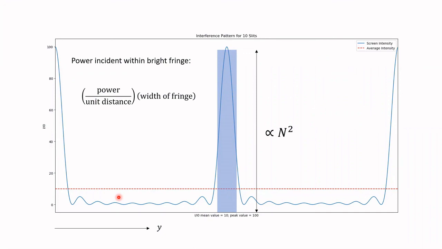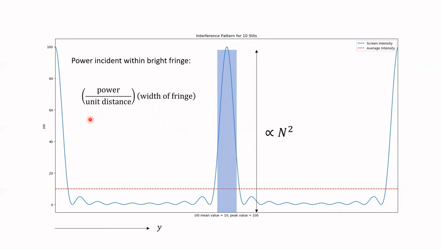Okay, and that will allow us to calculate the total power incident within a bright fringe. We would just take the power per unit distance horizontally and multiply by the width of the fringe. Let me give you some easy numbers to conceptualize this. What if there was 2 milliwatts of power within each millimeter on the screen? Those are easy numbers.